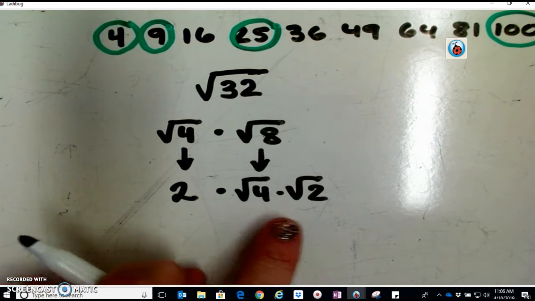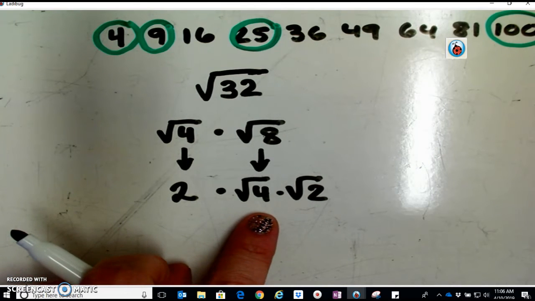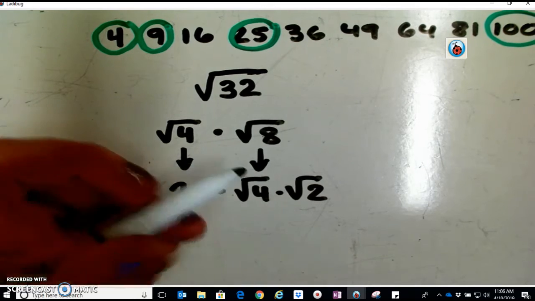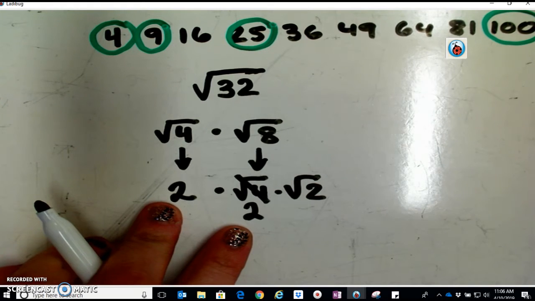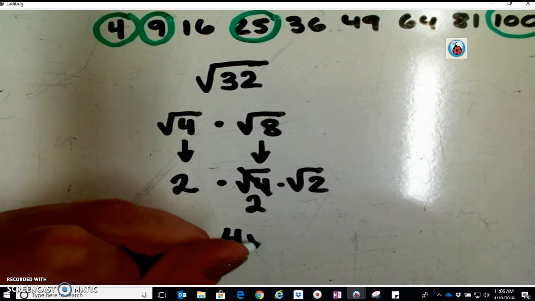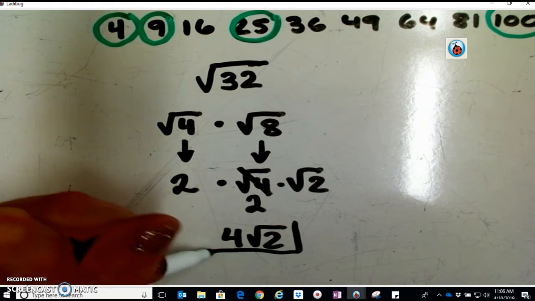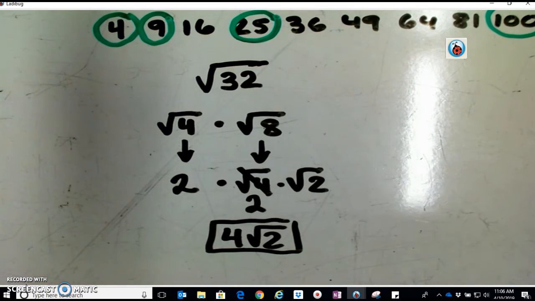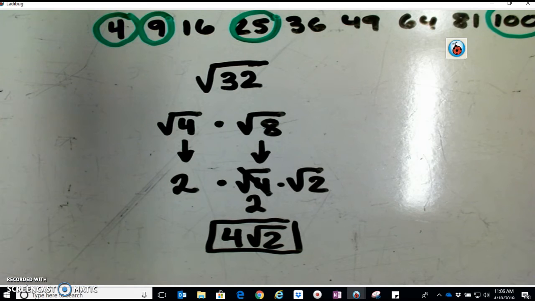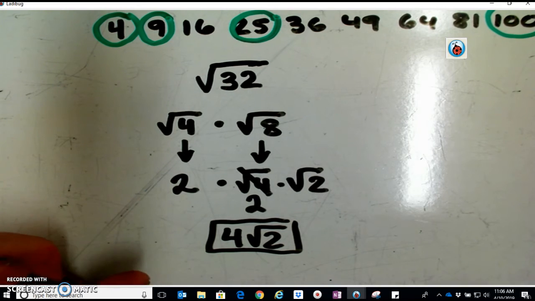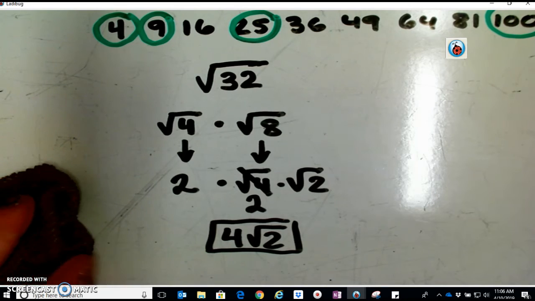The square root of 8 breaks into 4 and 2. So there was another little perfect square hanging out in there. That would become a 2. So now we do our smooshing. 2 times 2 is 4, and we have radical 2. So in this method, instead of going and making a big factor tree, we are on the search and on the hunt for the perfect square.